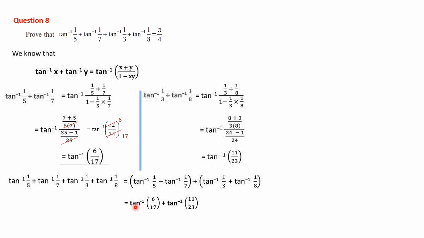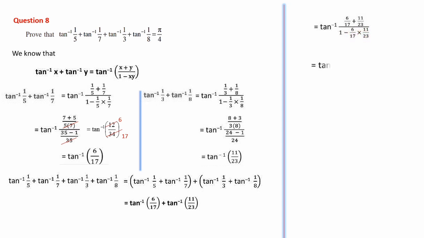Again this is in the format tan inverse x plus tan inverse y. Use this formula one more time. That is tan inverse of x plus y by 1 minus xy. X is 6 by 17, y is 11 by 23. So 6 by 17 plus 11 by 23 by 1 minus 6 by 17 into 11 by 23. Again normal calculation. 17 into 23 is 391. 23 into 6 is 138. 17 into 11 is 187.